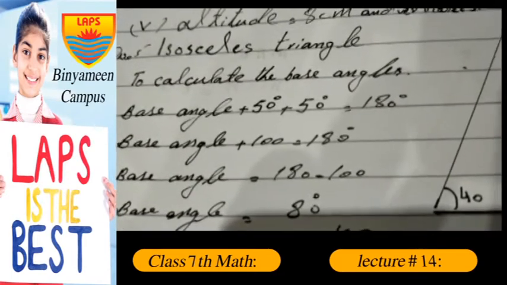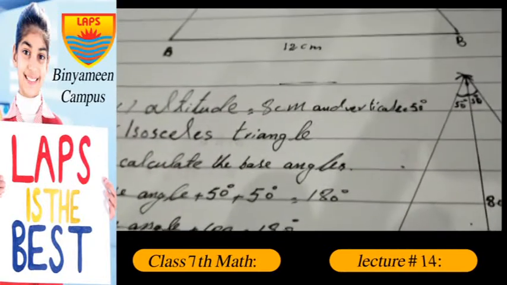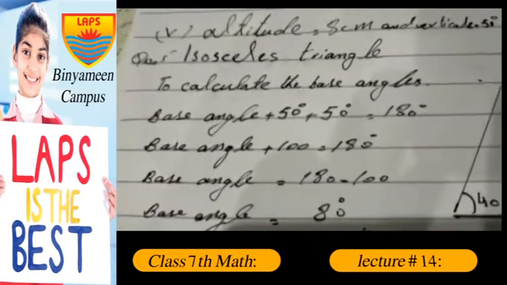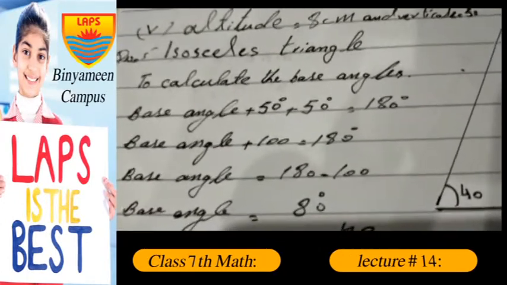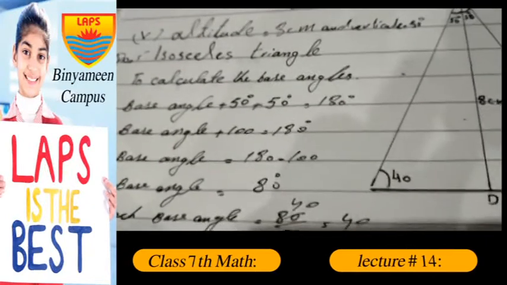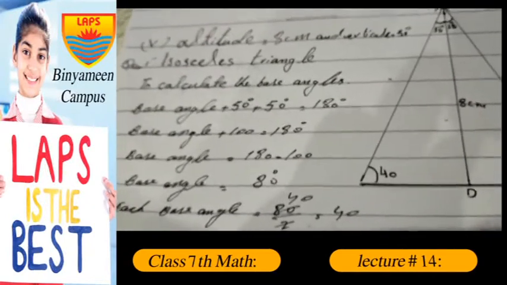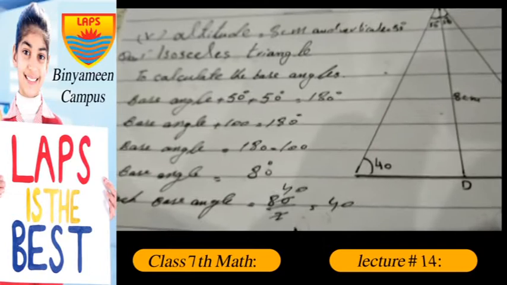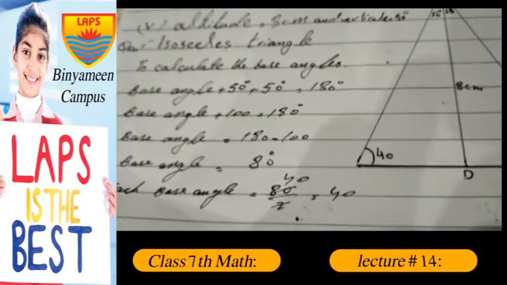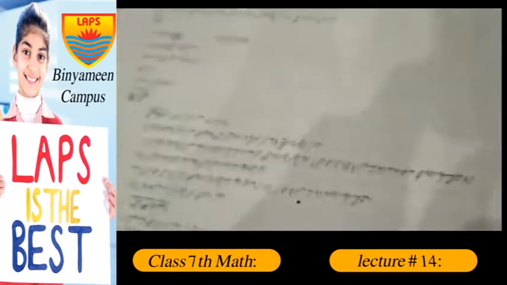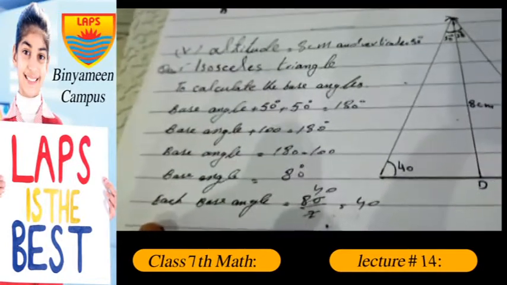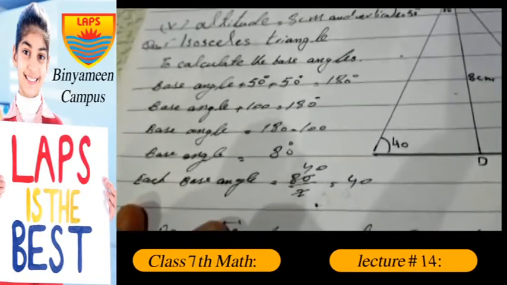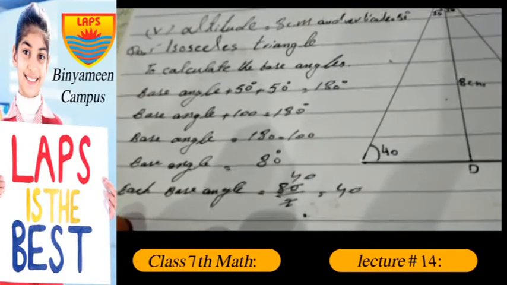Question 5. Isosceles triangle, altitude is equal to 8 centimeter and vertical angle 50 degree. First, to calculate the base angle: base angle plus base angle plus 50 degree is equal to 180 degree. So base angles sum plus 100 is equal to 180 degree. Base angle is equal to 180 minus 100, so base angles sum is 80 degree. Each base angle is divided by 2, then we got 40 degree angle.